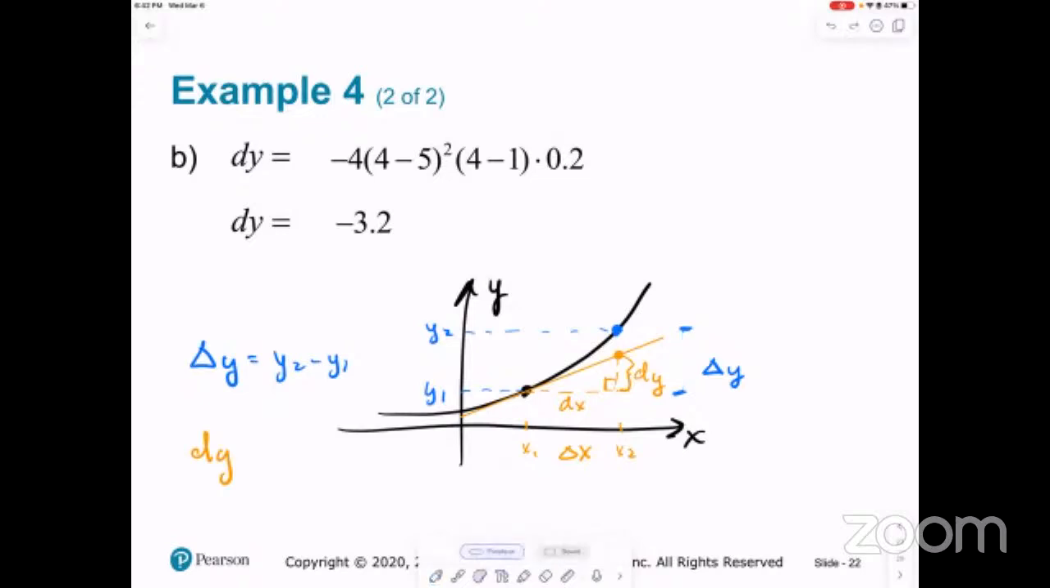So this is the image that I was referencing in my mind as I was talking about this stuff. The dy is the y component of the slope of the tangent line. The delta y is the literal y2 minus y1, or your change in y. Okay, so this is the image that I was avoiding, but that's what it is.